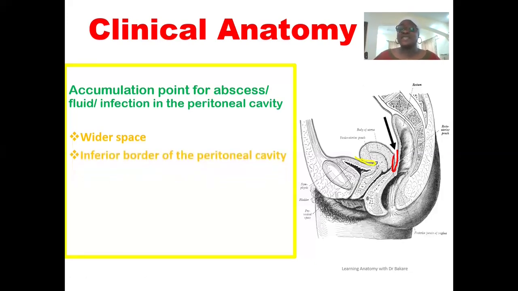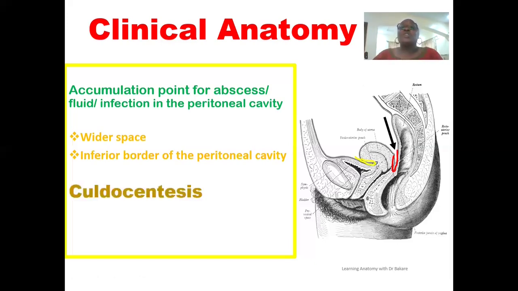Also is the fact that the rectouterine pouch is seen at the inferior border of the peritoneal cavity because we already described that superiorly, the cavity that we have above is the peritoneal cavity, while inferiorly we have the rectouterine pouch. So it's an inferior continuation with it. So any structure or substance that is seen in the peritoneal cavity has the means or the capacity to extend or drain into the rectouterine pouch. And this is what is exhibited here during the process of fluid accumulation or abscess.